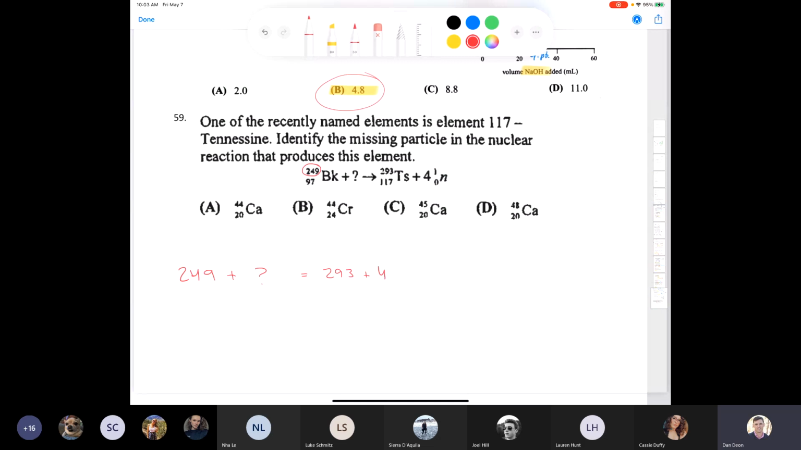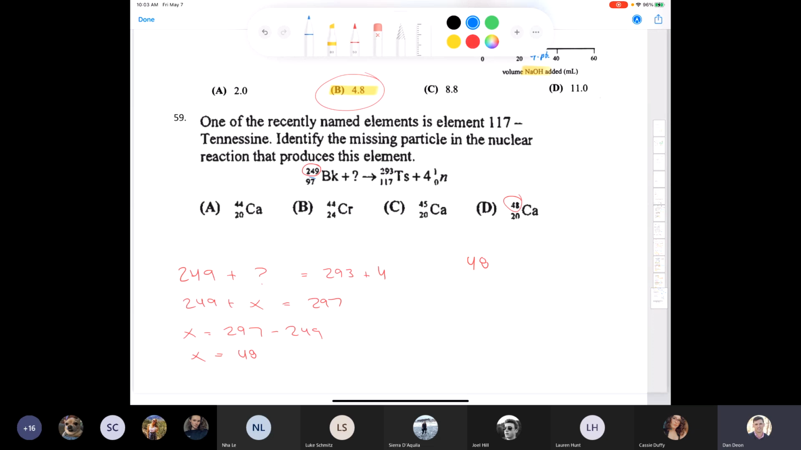What am I missing here? 293 plus 4. No, that looks reasonable. So I have 249 plus x, I'll call it, is equal to 297. So I get that x is equal to 297 minus 249. I get that x is equal to 48. So I have 48 as my mass number. Oh, look, there's only one with a mass number of 48. It's kind of a goofy question. Could have made it a little tougher. But anyhow, let's keep going.